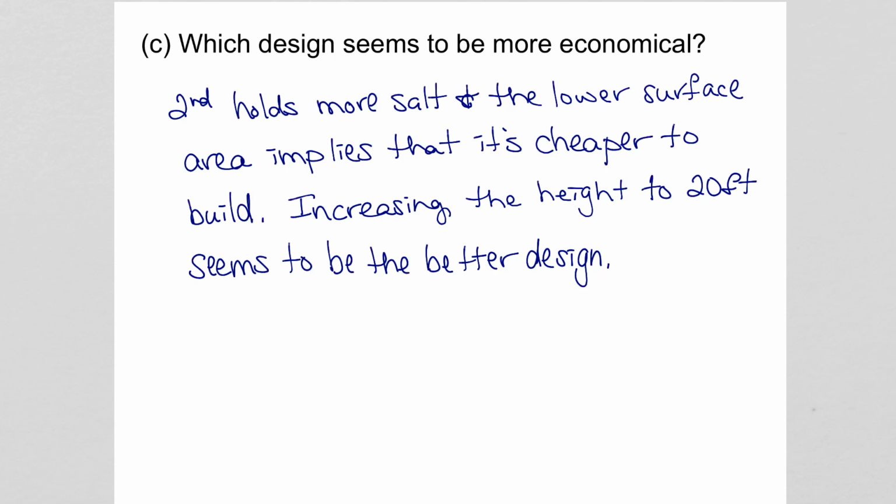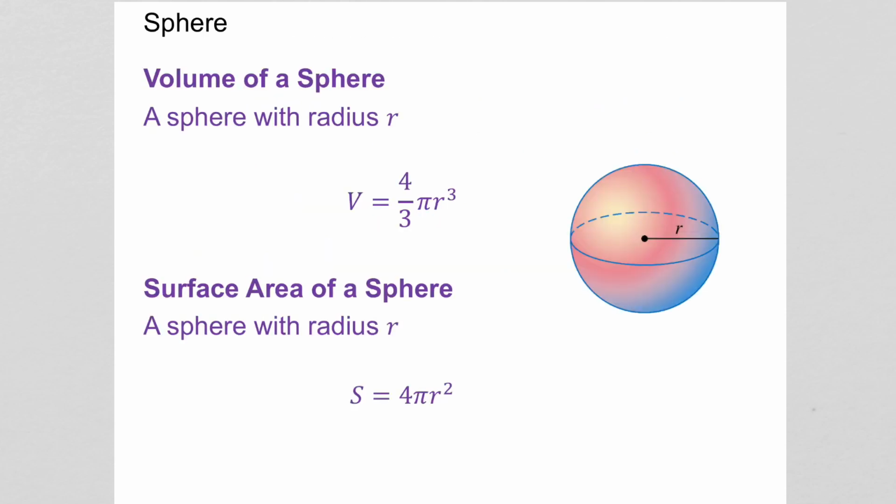Okay, and that was our last example, but we do need to go over the volume and surface area of a sphere in case you need that. So the volume of a sphere is 4/3 pi r cubed, and r is the radius of the sphere. So from the very center of the sphere out to the edge. And then the surface area is 4 times pi r squared.